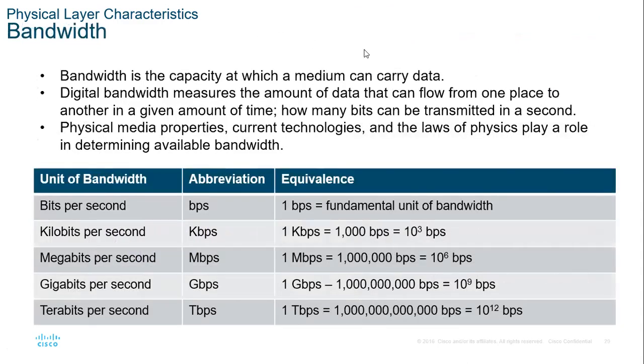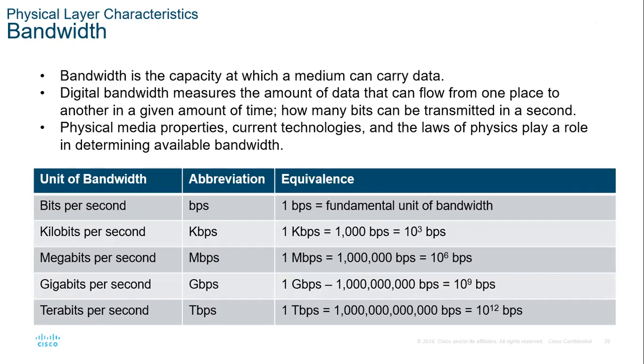Physical layer characteristics, bandwidth. The bandwidth is the capacity at which a medium can carry data. Digital bandwidth measures the amount of data that can flow from one place to another in a given amount of time. How many bits can be transmitted in a second? Physical media properties, current technologies, and the laws of physics play a role in determining available bandwidth.